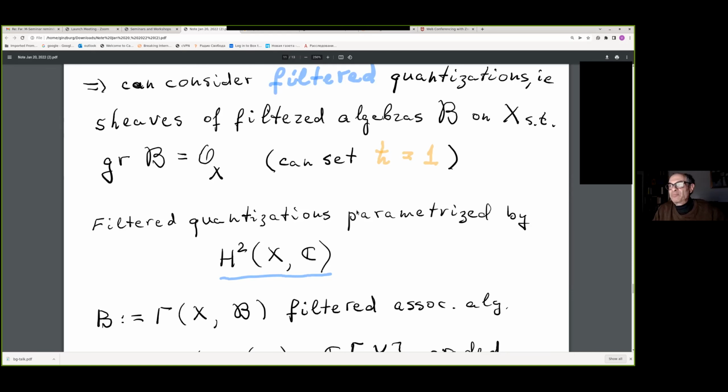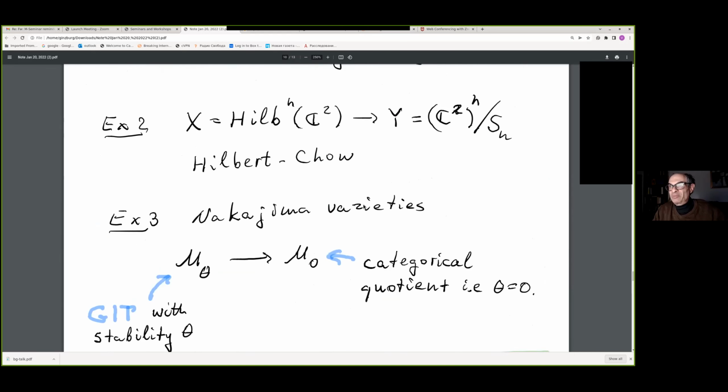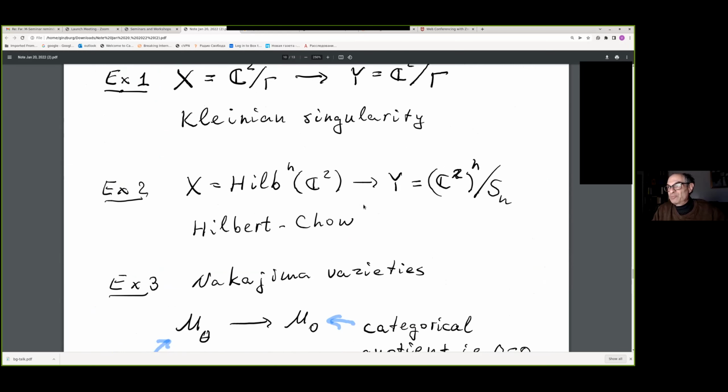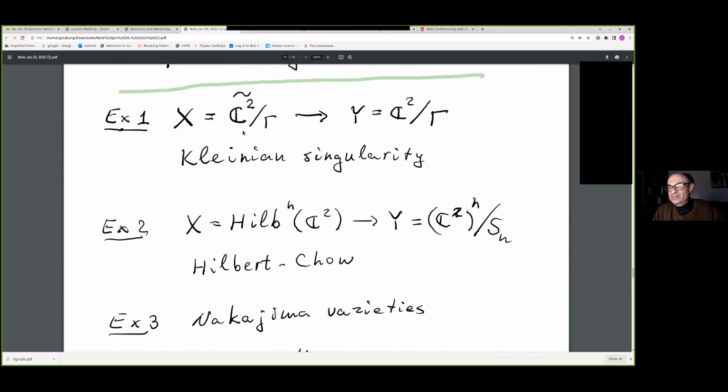In all these examples that I mentioned, the parameterization is explicit. The H2 can be computed, and it's known how to parameterize, given an element of H2, for instance, of the Lagrangian singularity or Hilbert scheme. It's known how to deform, how to quantize. So everything here, at least in all examples, is very concrete.